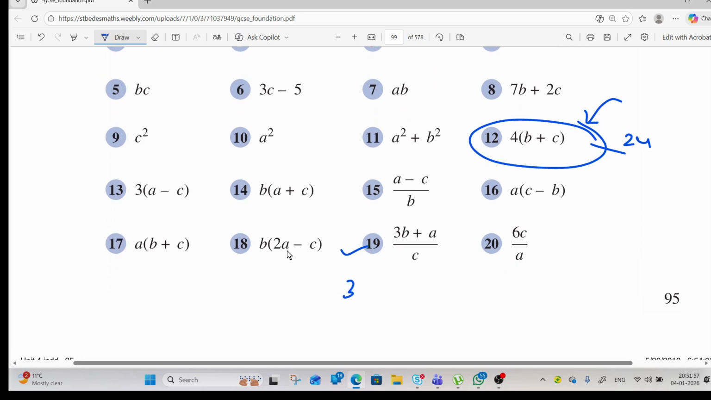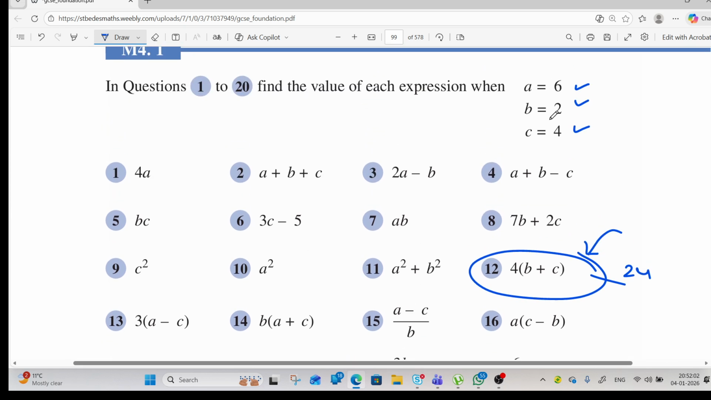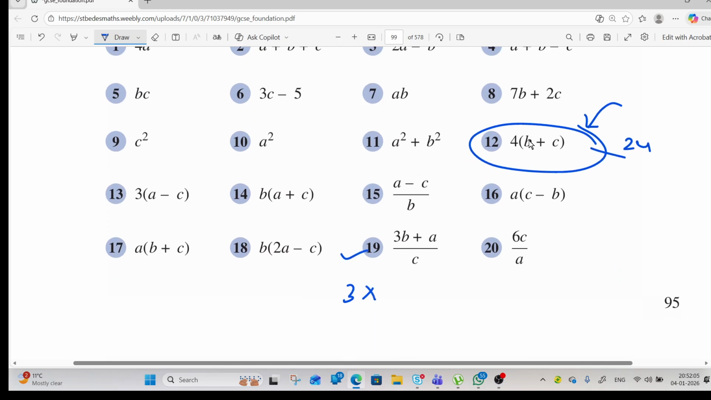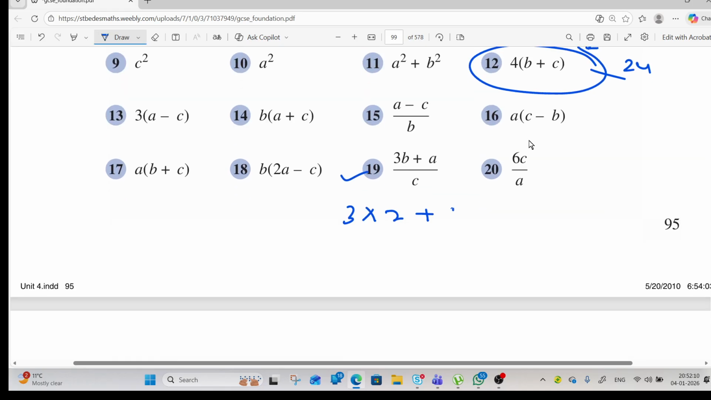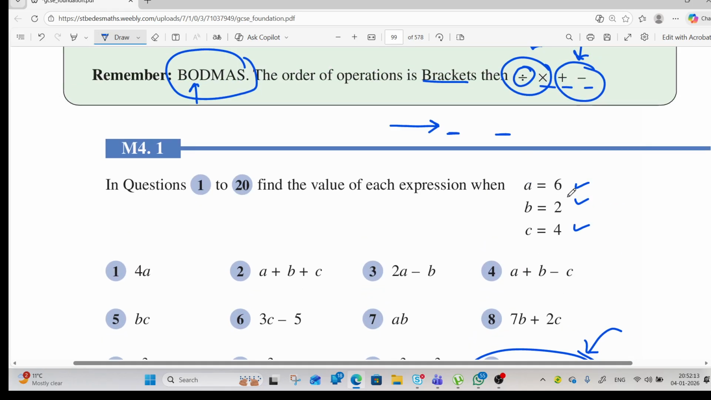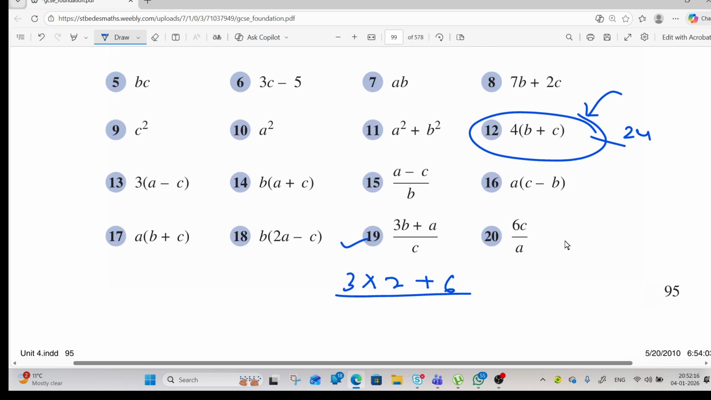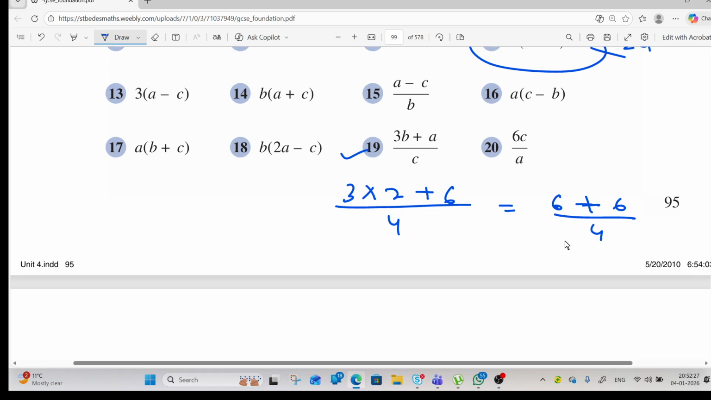So 3 is there, 3b. That means 3 and b are in multiplication, right? The value of b is 2. So we do 3 times 2 plus a. Let's see the value of a. A is 6, right? Over c. Now the value of c is 4, so at place of c we put 4. First we do multiplication according to BODMAS. 3 times 2 is 6, plus 6 over 4, right? Now we add the numerator: 6 plus 6 is 12. 12 over 4, right? If you divide it, you get 3. 12 divided by 4 is 3, right? So that's your answer. Clear?